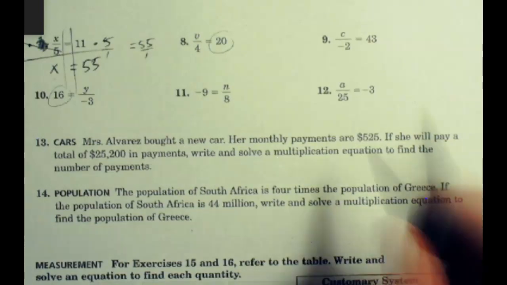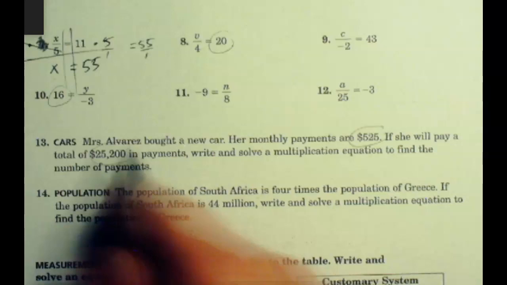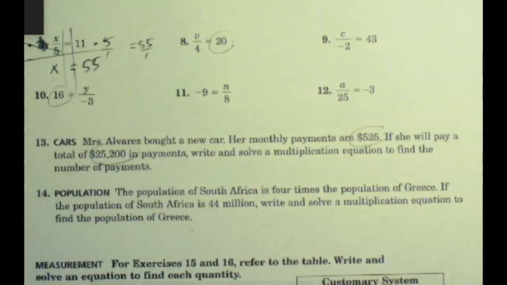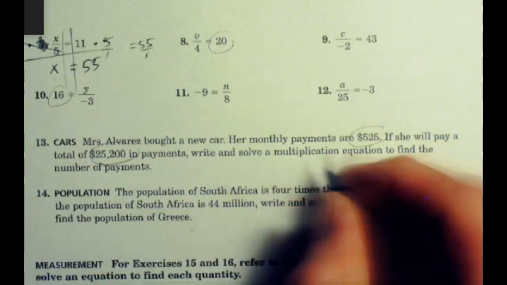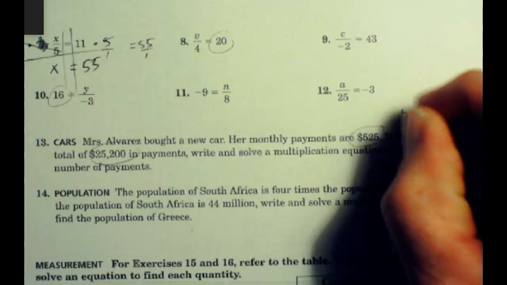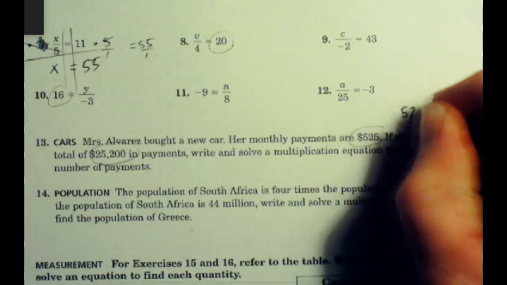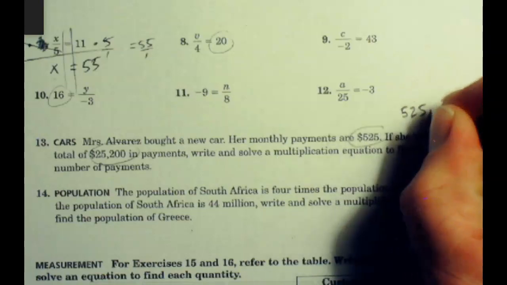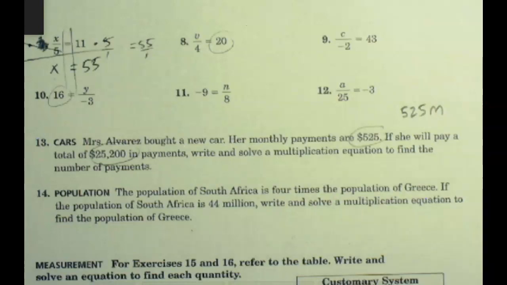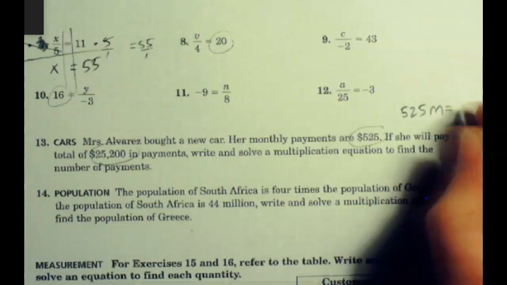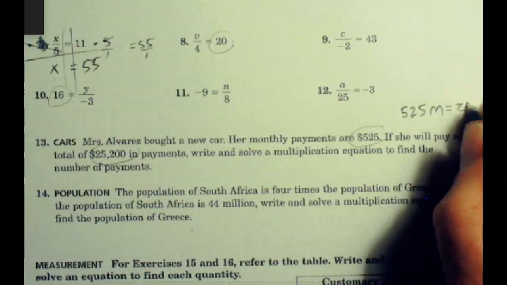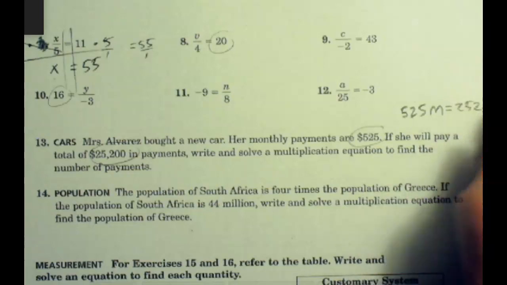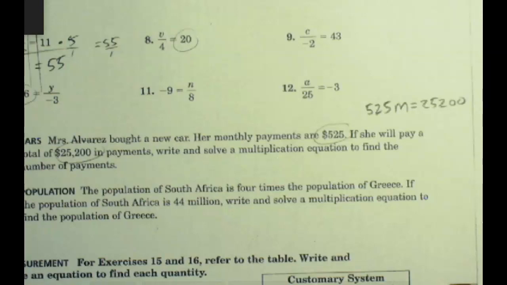Well, we would divide, right? We just do 25,200 divided by 525. So if you solve it with division, you write it with multiplication. So I'm going to write this as $525 times, we don't know how many months, and that's going to equal 25,200. Slide that so you can see that.